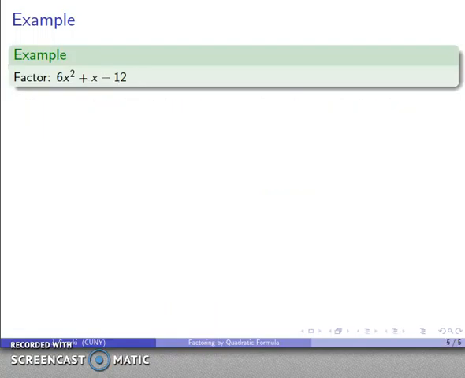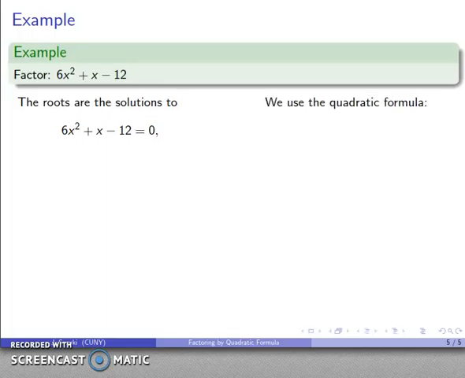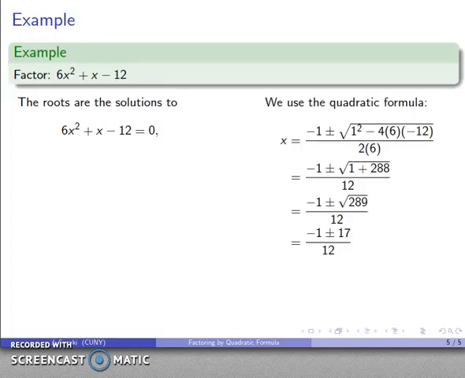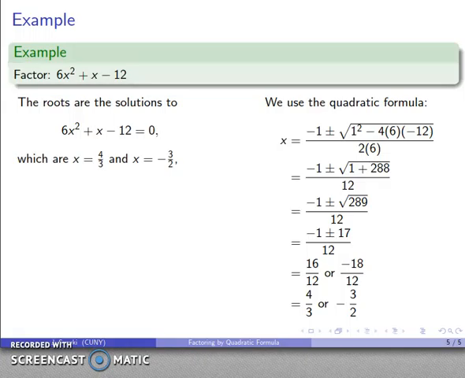Well, let's do a horribly messy factorization, 6x squared plus x minus 12. And this is one, if you've been taught how to do trial and error factorization, you could spend the next half hour or so trying to figure out what that factor is. But I can find the roots directly because I know the quadratic formula. So again, the roots are the solutions to this equation, so I'll use the quadratic formula. And I get roots of 4/3, or negative 3/2. And so that tells me that my factors are going to be x minus 4/3 and x minus negative 3/2.